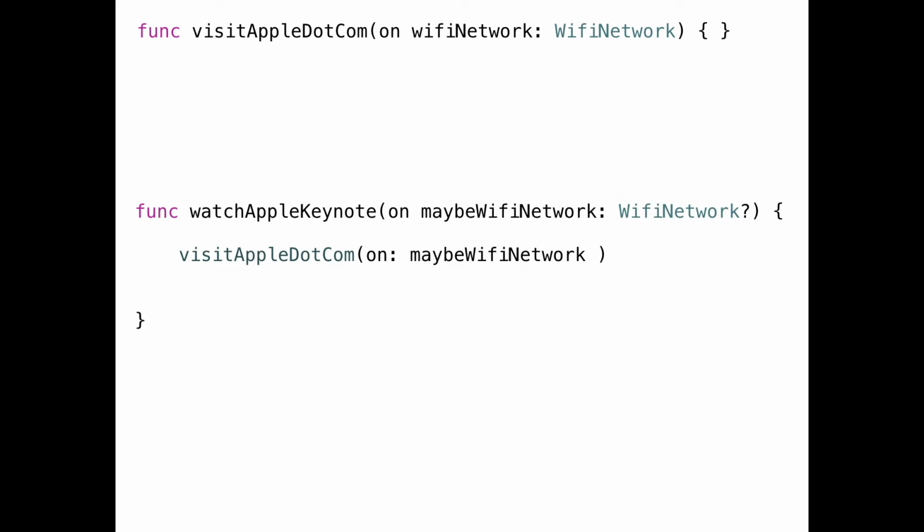Visit apple.com, same function as before. What we can think about is how could we simplify this, right? Like I was saying, there were 6 lines there. So how can we simplify it? Well, maybe we should just pass the Wi-Fi network into visit apple.com. And this is a problem because Wi-Fi network is of the optional type.